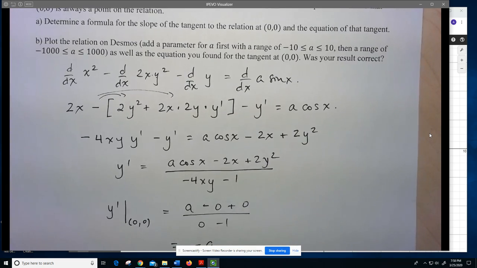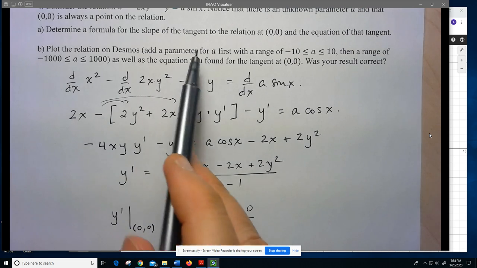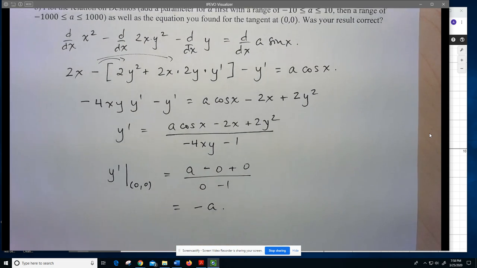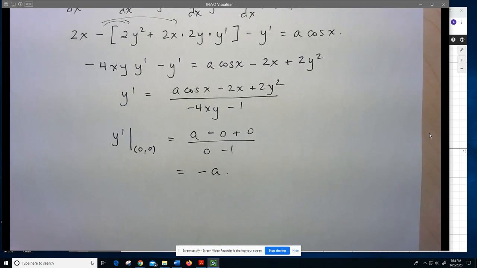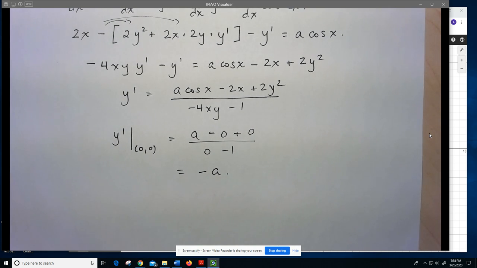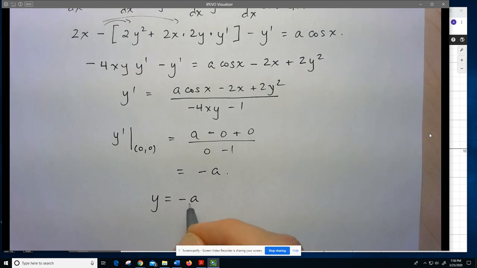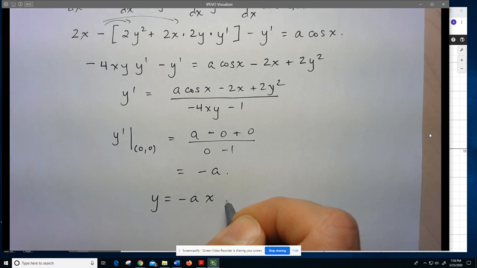All right. So our formula for the slope of the tangent at (0, 0) is actually quite an easy formula. And now they also want the equation of the tangent. Well, remember, this passes through (0, 0). So in other words, I know that the y-intercept is equal to 0. So the equation will just be y equals negative a, which is the slope, times x, plus 0, because my y-intercept is 0. And so there we have it.